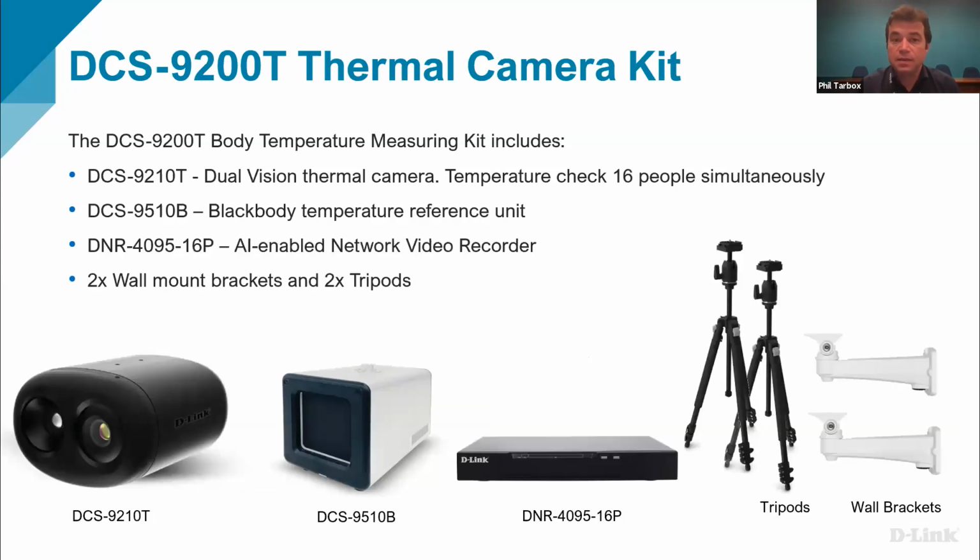In the 9200T kit, we've gone a little bit further where we've also included an NVR with that. You do need to supply your own disk with that. It does take up to 4 SATA disks, up to 12 terabytes. There's a couple of tripods that come with that as well, which is useful for a temporary installation, and there's also 2 wall mount brackets for the camera and also for the black body as well.